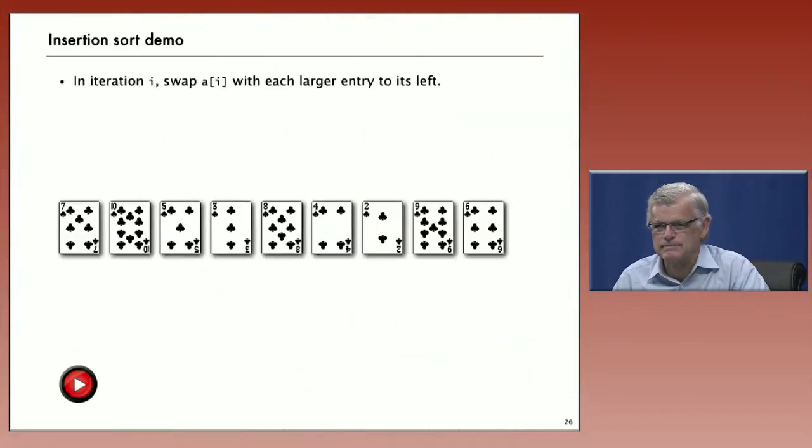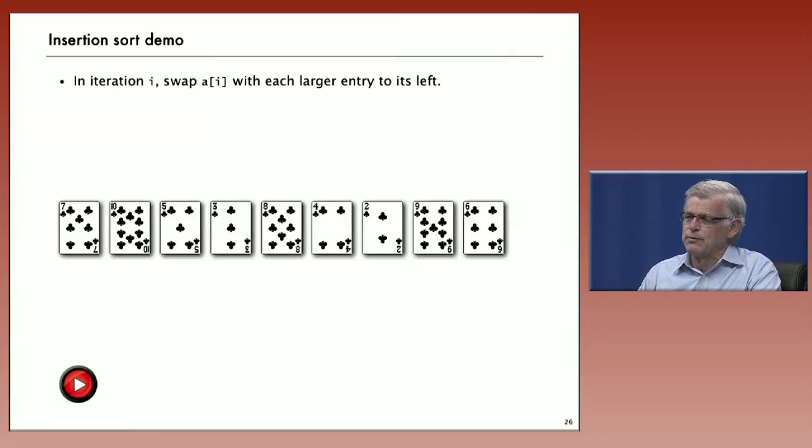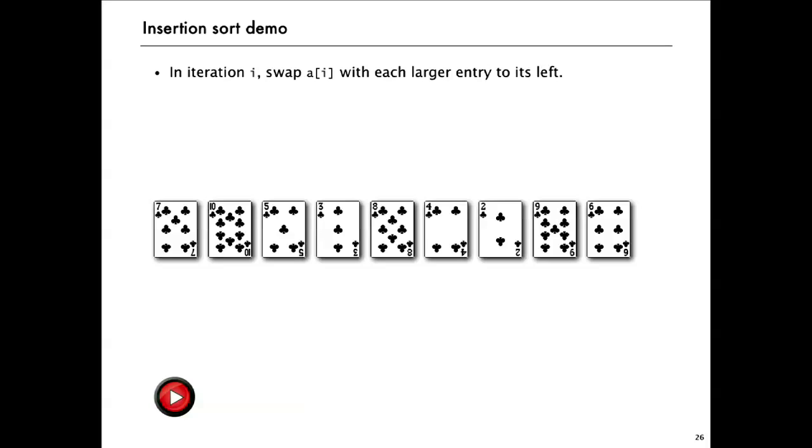Now we'll look at insertion sort, which is another elementary method that interestingly has quite different performance characteristics than selection sort. Let's look at a demo of insertion sort. For insertion sort, what we're going to do is move an index I from left to right as before, but now in the ith iteration, we're going to move A[I] into position among the elements to its left. Let's look at how that works on our example with cards.